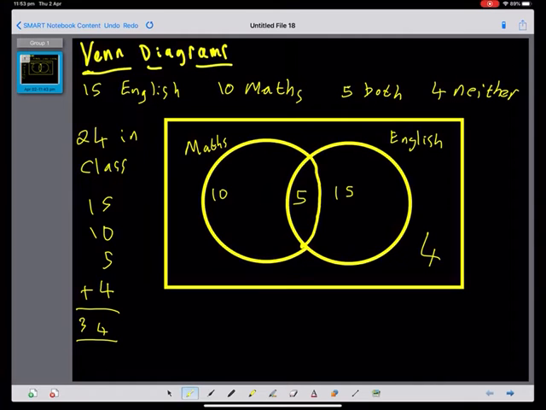So the students which do both, maths and English, they also do maths and they also do English. So we need to subtract 5 here to get 5. And subtract 5 here to get 10. Now let's double check to see if we have the right values now. 5, 5, 10, and 4. If we add those up, we get 24. Okay, so now that we've got the correct values, I would like you to work out some probabilities.